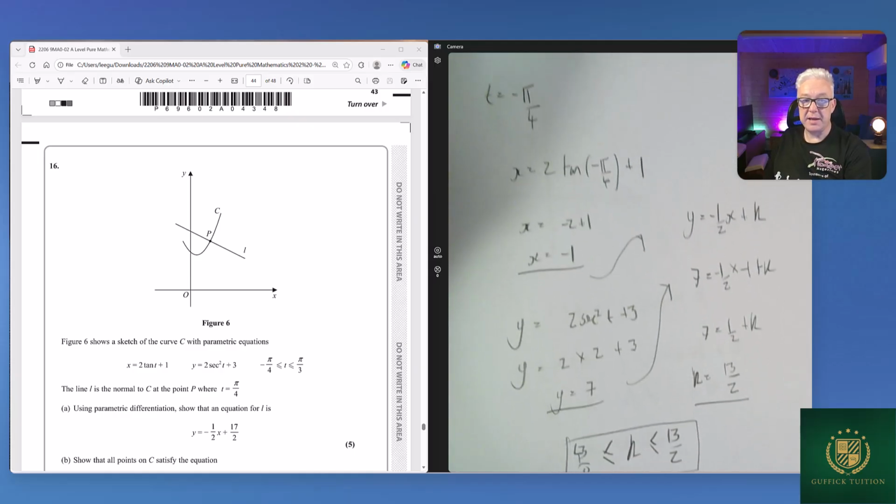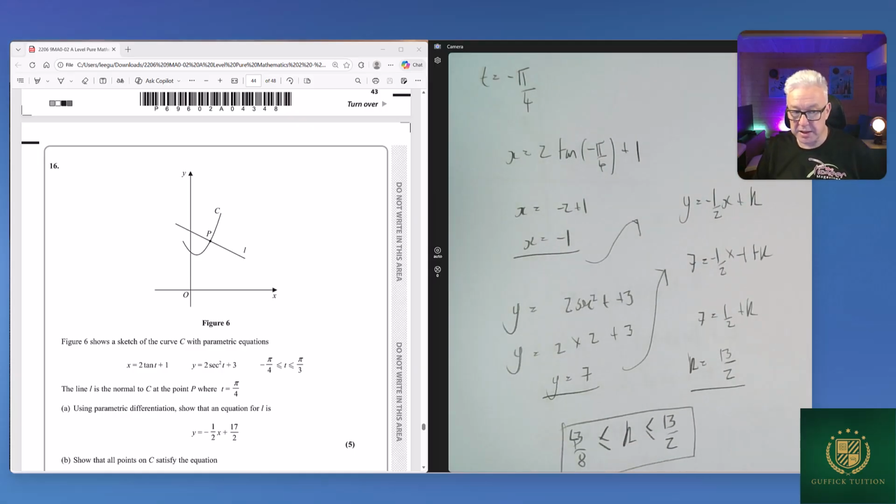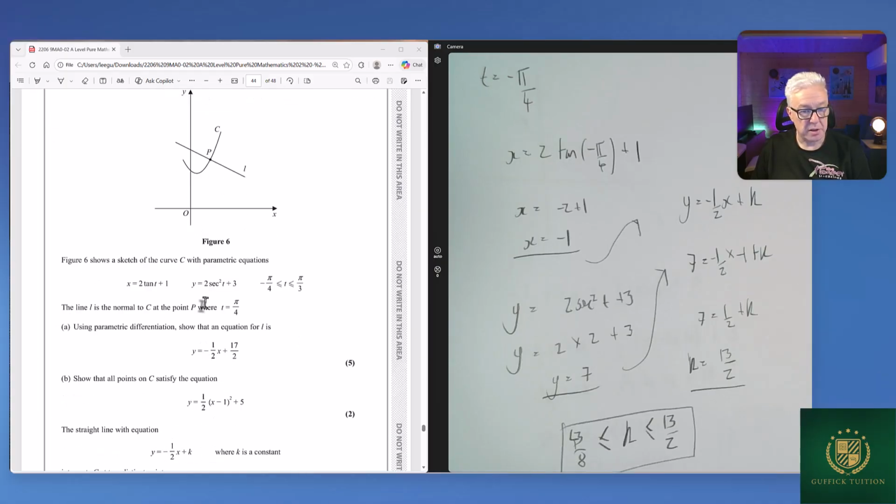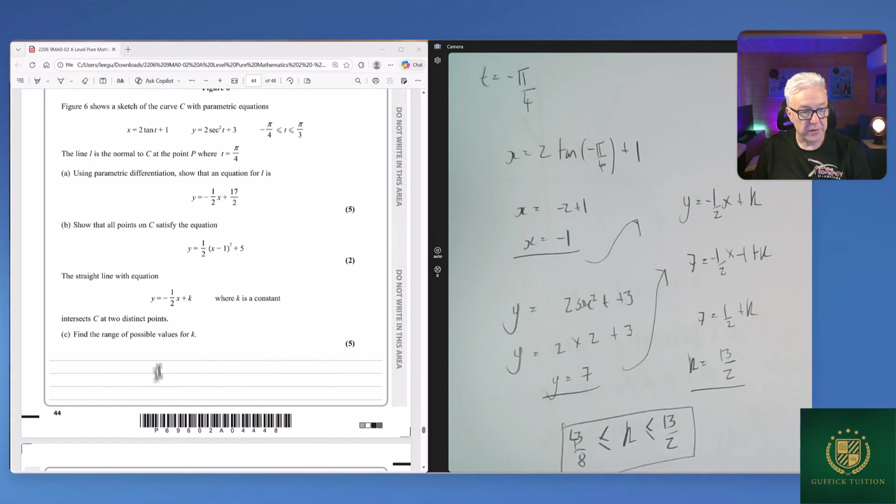As I say, that last idea for part C of this question is very, very popular. They seem to like that. It seems to be a really good one, for helping to separate students from one another. So that's our range of possible values of k.